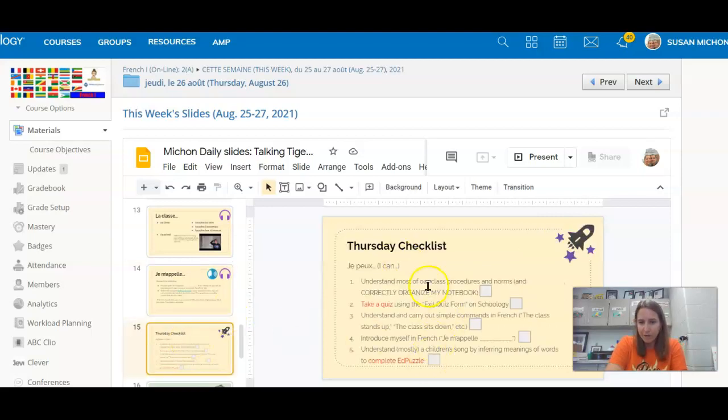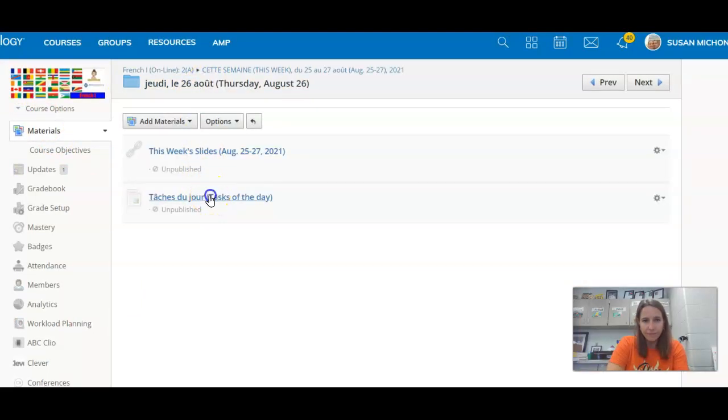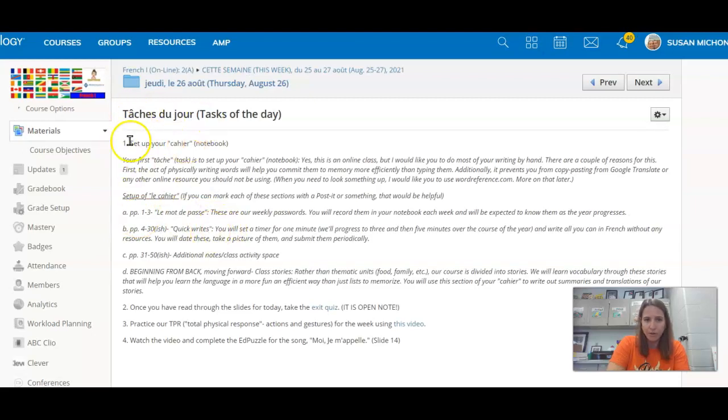And everything I just talked about is on this checklist. And it is also in the tâches du jour, or the tasks of the day page in the Thursday folder. Okay, that is it for Thursday.